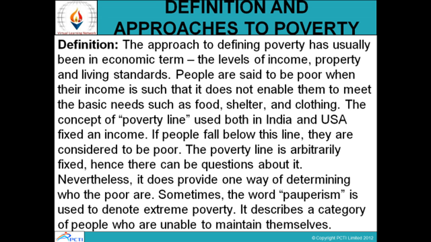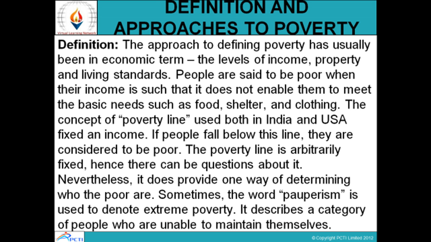Definition and approaches to poverty. The approach to define poverty has usually been in economic terms: the level of income, property, and living standards. People are said to be poor when their income is such that it does not enable them to meet basic needs such as food, shelter, and clothing. The concept of poverty line is used both in India and the US, fixed in terms of income. If people fall below this line, they are considered to be poor, and the poverty line is arbitrarily fixed. Hence, there can be questions about it. Nevertheless, it does provide one way of determining who the poor are.